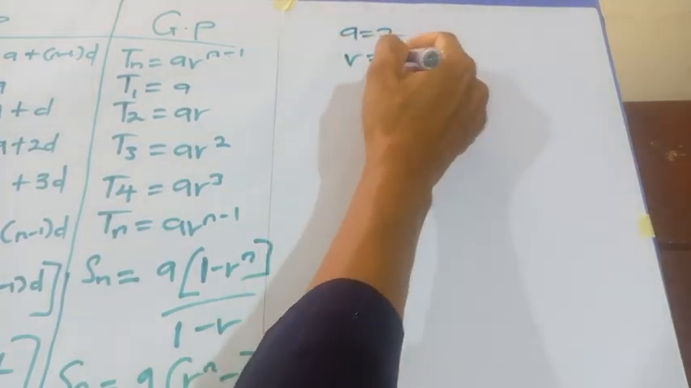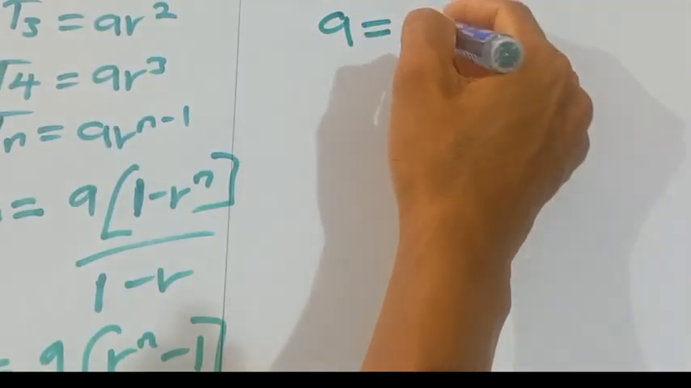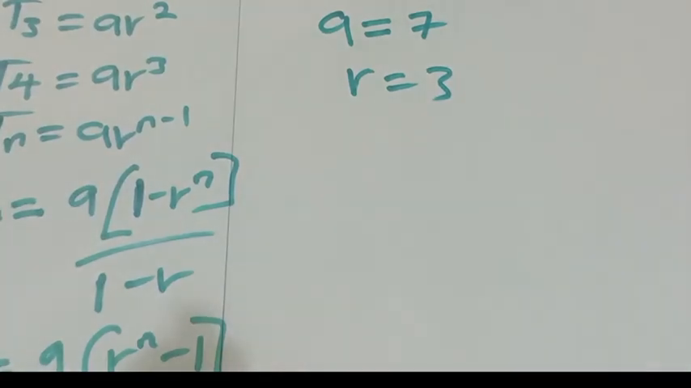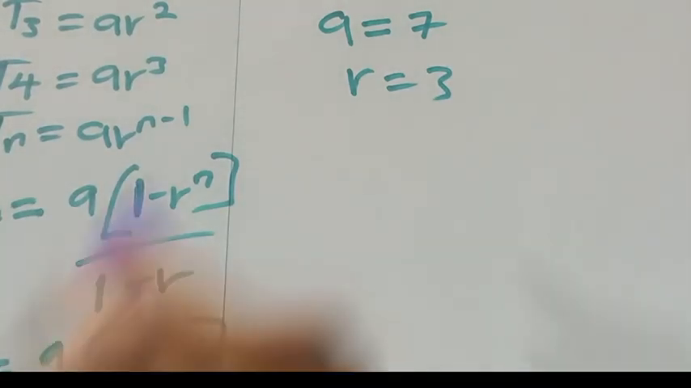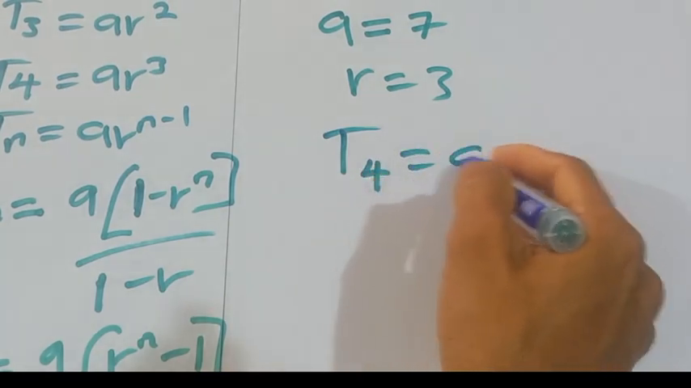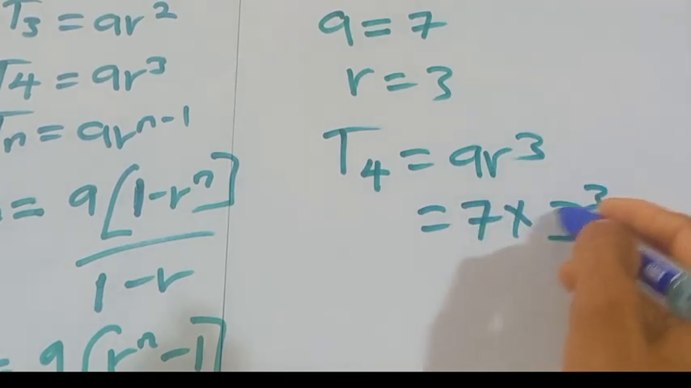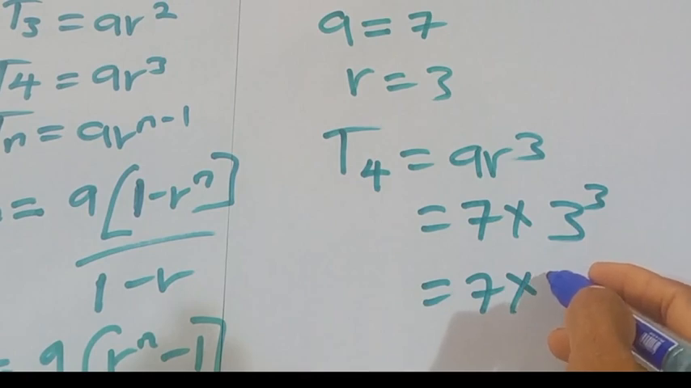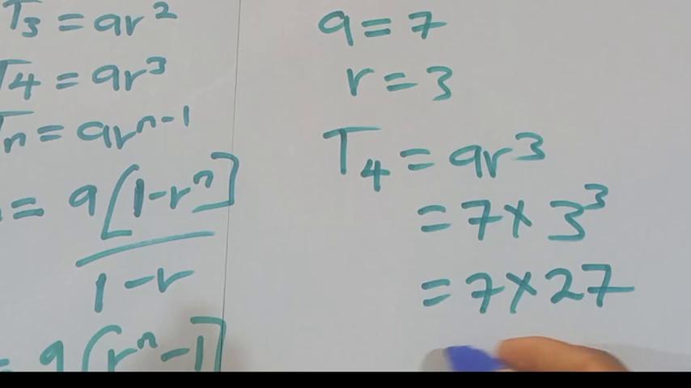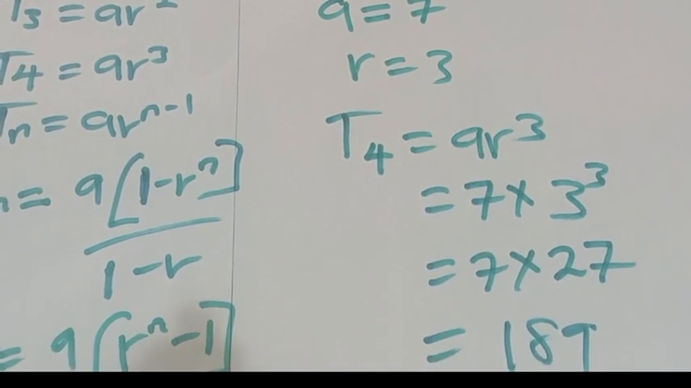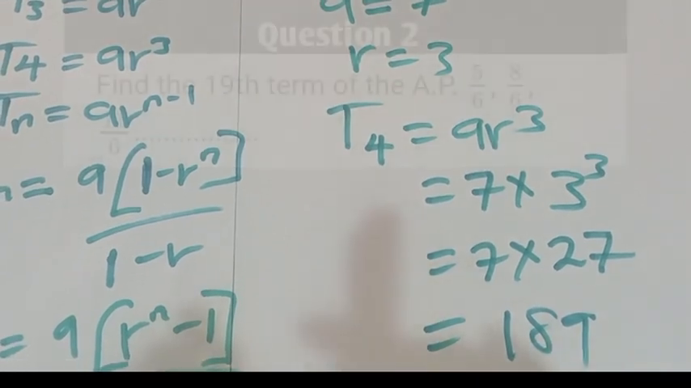For the question we want to solve, we are given A as 7, R as 3. So we are going to solve and find T4. T4 is AR cubed. That will be 7 times 3 raised to power 3. That's 7 times 27, which will give us 189. So that is what we have as the answer to this question.